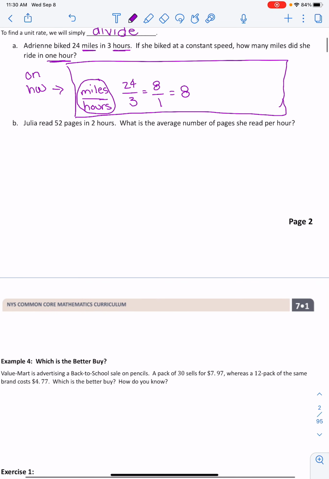So our next one then would be for Julia, who reads 52 pages in 2 hours. So here we want to know what is the average number of pages she reads per hour. Because it's for each hour, hour has to go in the denominator, and the numerator would be pages. So we have 52 divided by 2, which would be 26 over 1, which would be 26. And that is our unit rate.